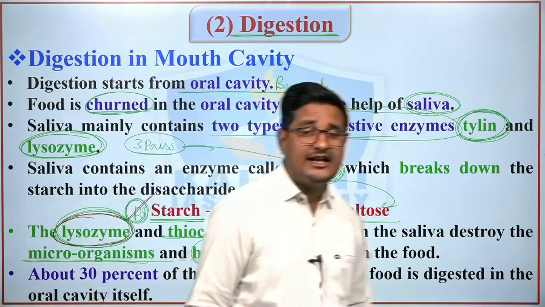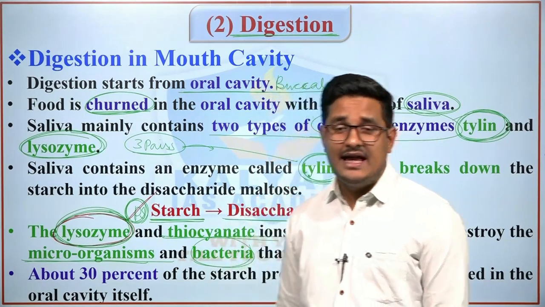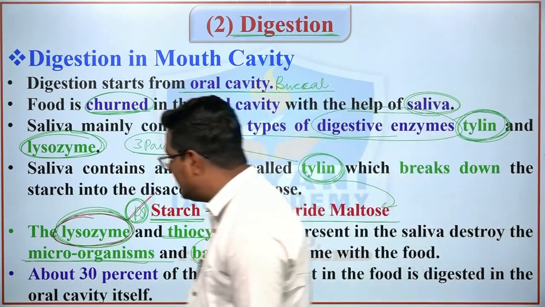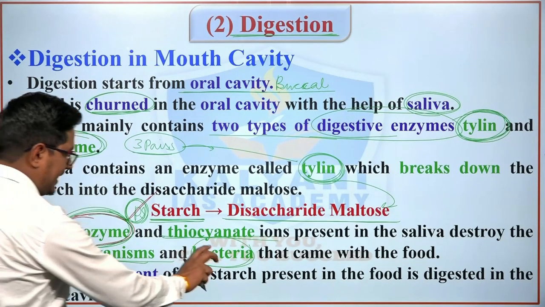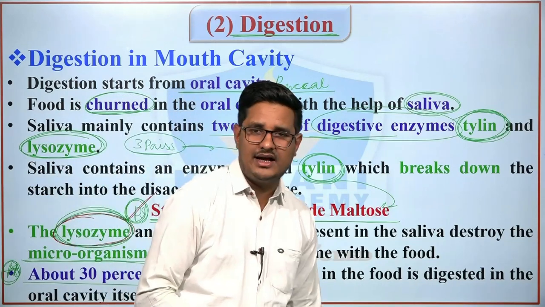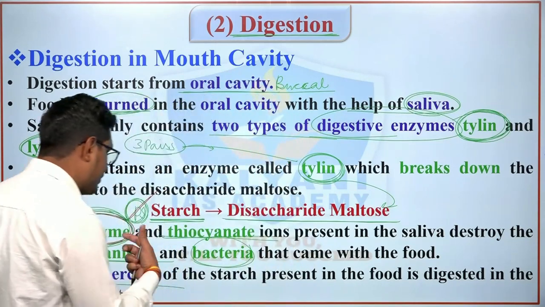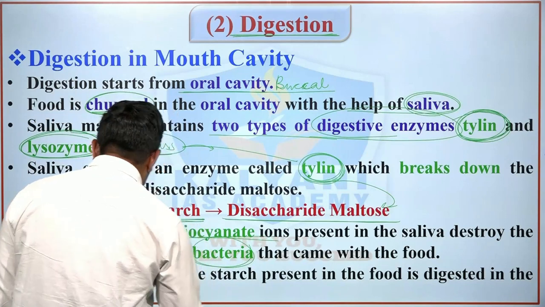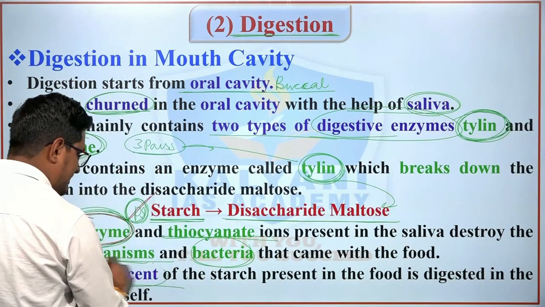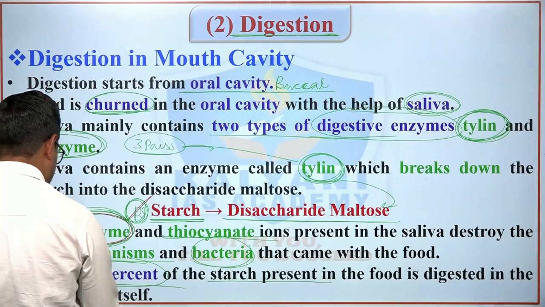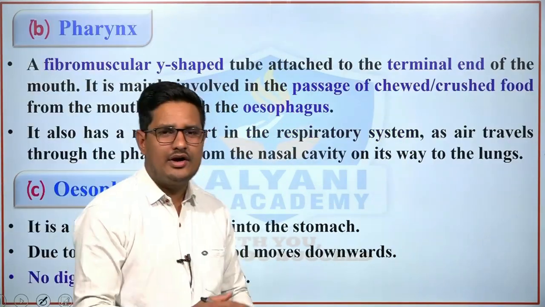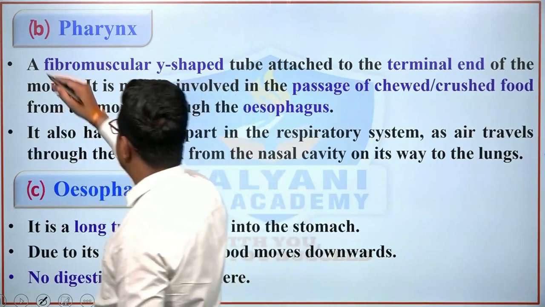In this way, 30% of carbohydrate is digested in the buccal cavity, right? This is also important for MCQ purposes, right? Here we are not talking about fat or protein, we are talking about carbohydrate. So about 30% of the starch present in the food is digested in the oral cavity itself. Now second is the pharynx, right?